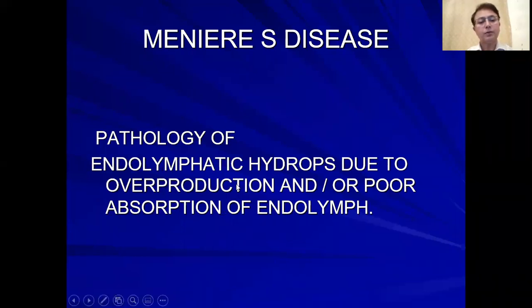The pathology most often seen is hydrops. Endolymph fluid is under high pressure inside the inner ear. That's the main finding. It is said that either it's overproduction or very poor absorption that leads to an engorged, hyperdistended endolymphatic sac, endolymphatic ducts, or endolymph-containing tubule system of the inner ear.